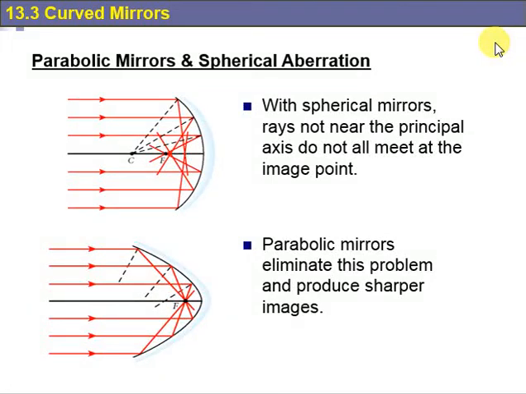Okay, so today we will finalize this lesson. Still only the last part, which is about parabolic mirrors and spherical aberration. Okay, already we're done with concave mirrors and convex mirrors. So this is the last part.